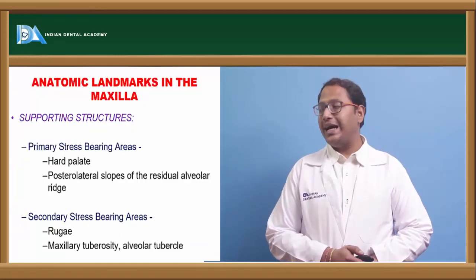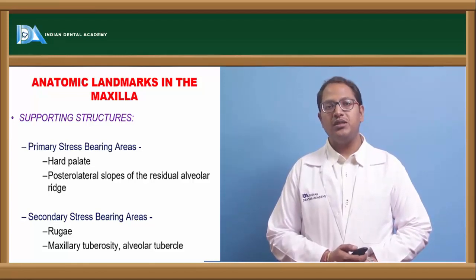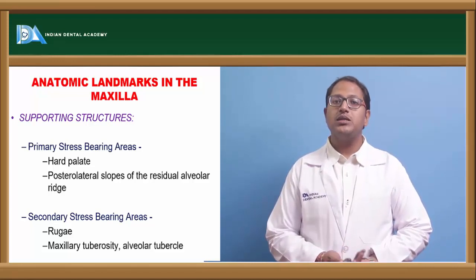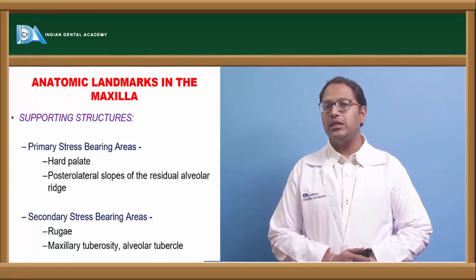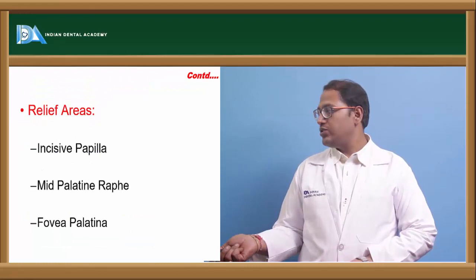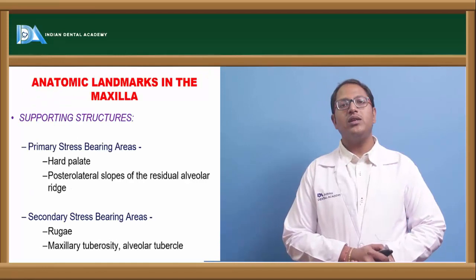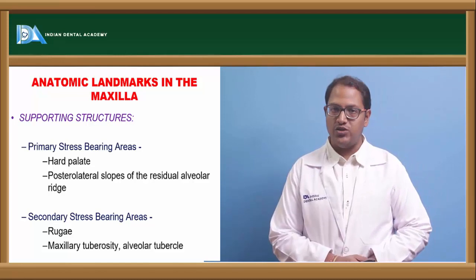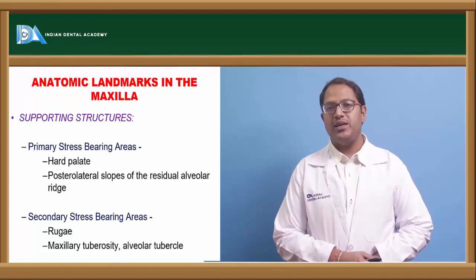Coming to the anatomical landmarks in the maxilla: to make an impression we should know the different landmarks in the maxilla, and most importantly, not only know the landmarks but also their importance and their capacity towards bearing a complete denture. They are classified into supporting structures, limiting structures, and relief areas. First we will see the supporting structures. What does the word mean? Whatever supports the denture, right? That can be a primary stress bearing area and a secondary stress bearing area.